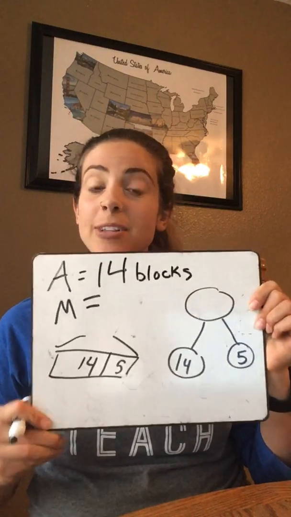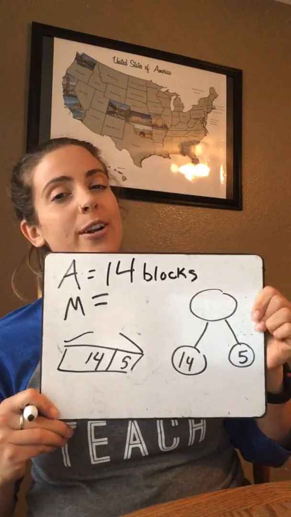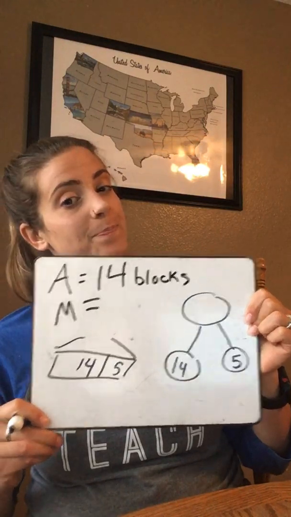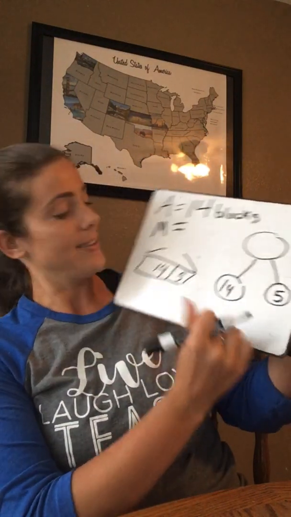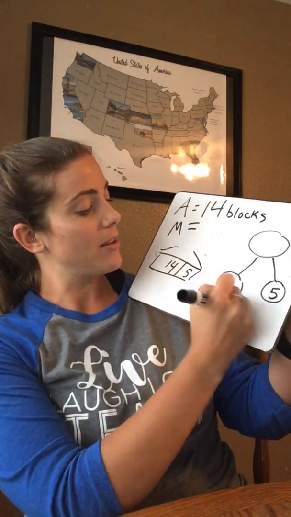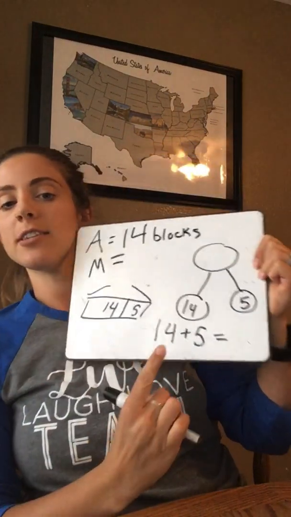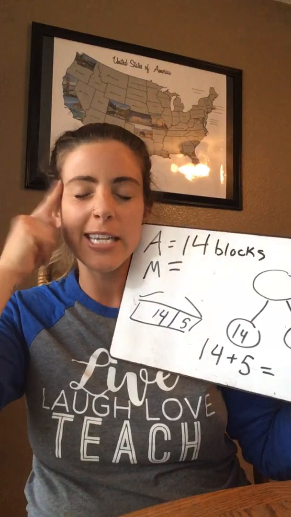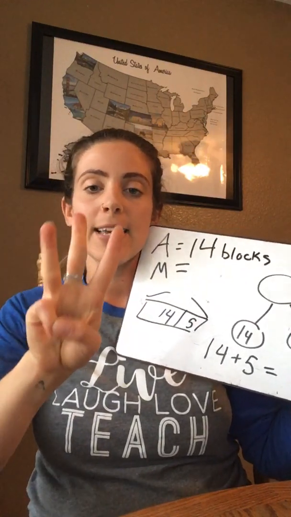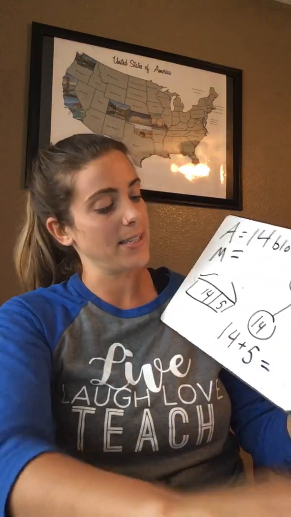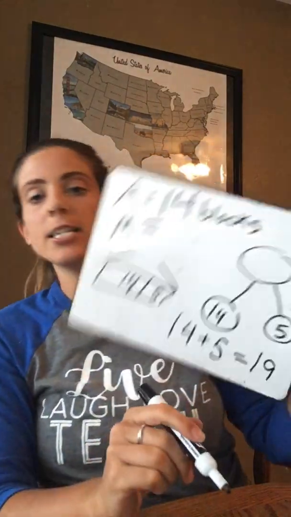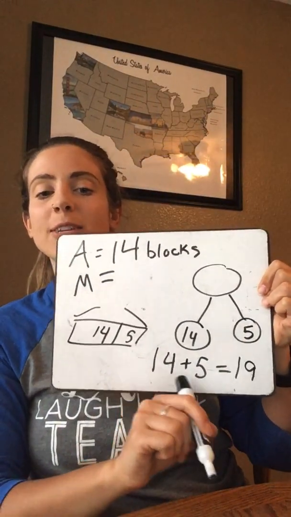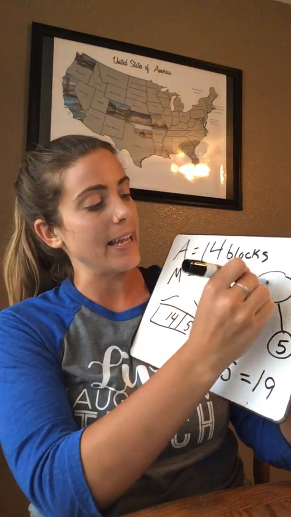All right, if you're back, that means you already tried to solve. So what would our number sentence be? 14 plus 5. Good. And let's count on to solve this. 14 plus 5 more. So put 14 in your head. Let's add 5 more. 14, 15, 16, 17, 18, 19. 19. All right, so 14 plus 5 is 19.